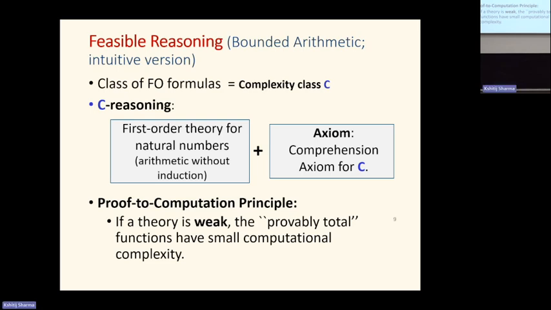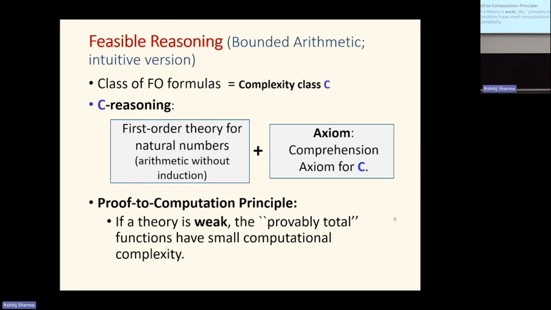Provably total is just an intuitive way of calling, in a precise manner, more or less the functions that the theory knows are functions, or that it can prove that they are functions. I will show you the definition soon. Sometimes it's called provably recursive functions.